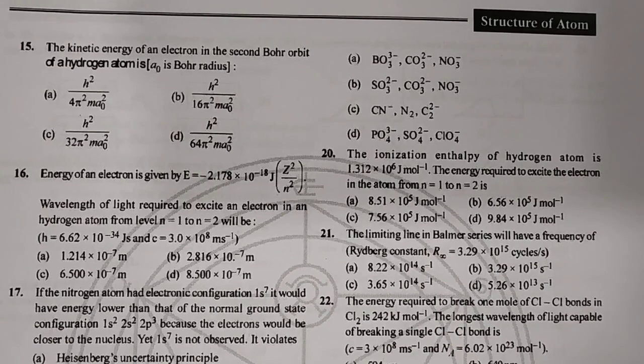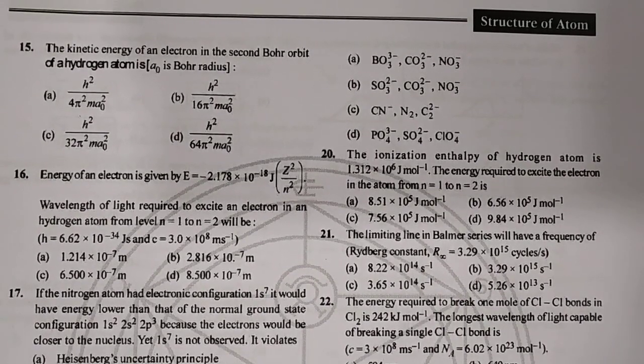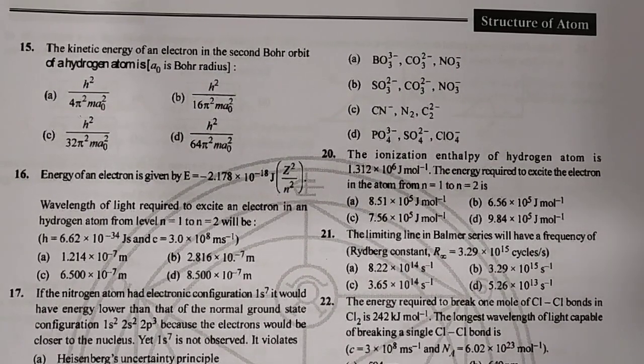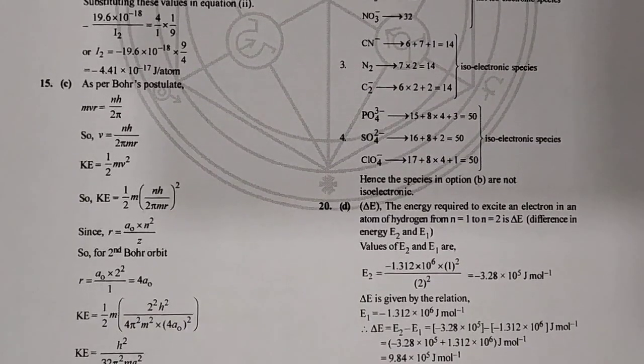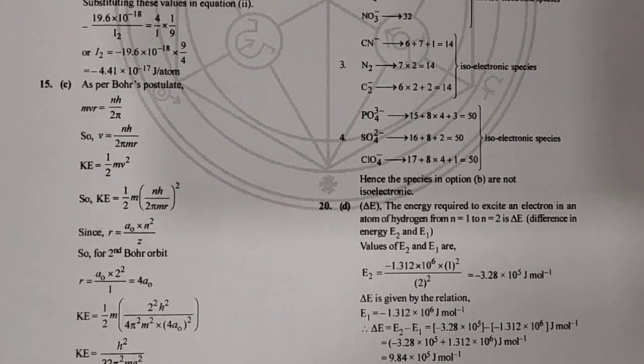Question number 15. The kinetic energy of an electron in the second Bohr orbit of the hydrogen atom is. As per Bohr's postulate, mvr is equal to nh upon 2 pi. So v is equal to nh upon 2 pi m into r. Kinetic energy is nothing but half mv square. Put this value in the above equation.